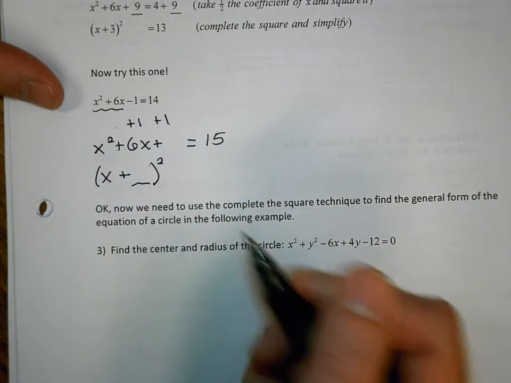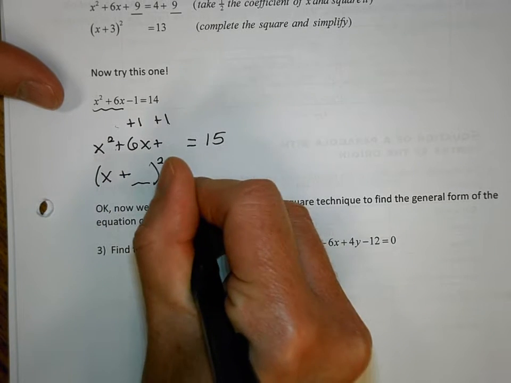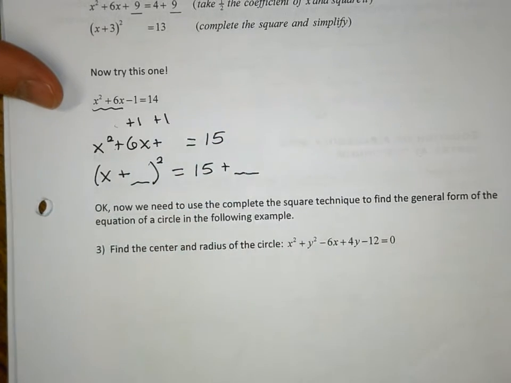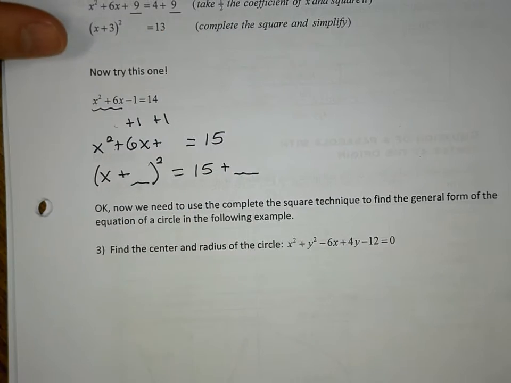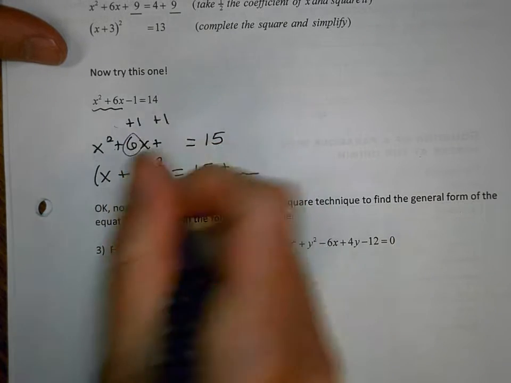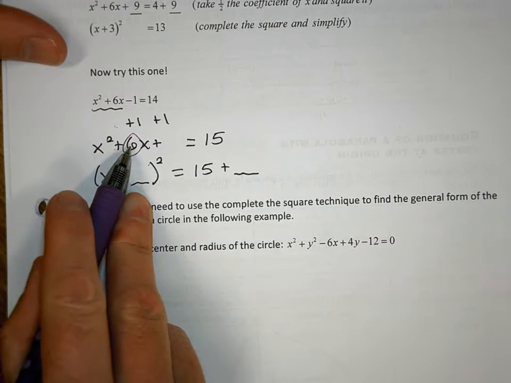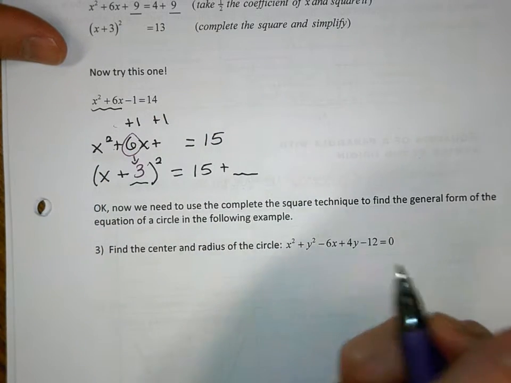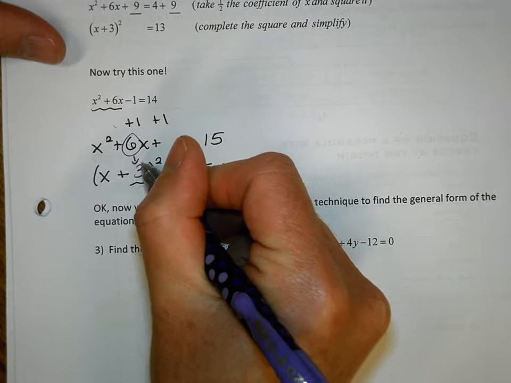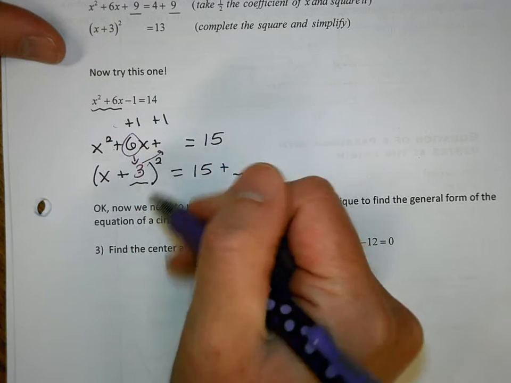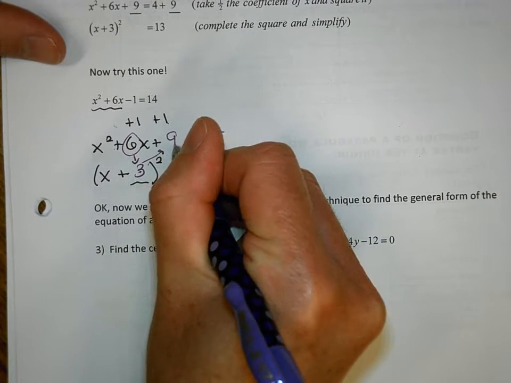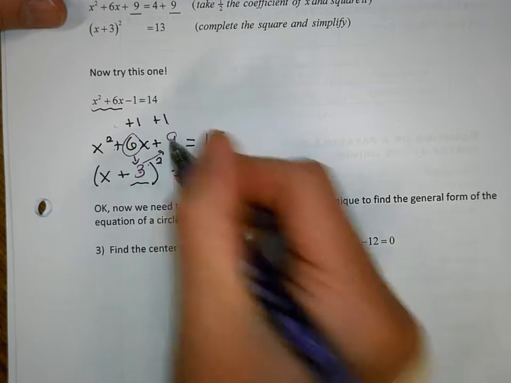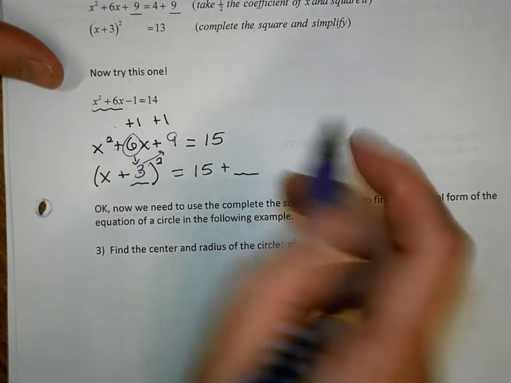So we have a plus in here, something. And that's going to equal 15 plus something. So the way to do this is you take half of that middle term. Half of 6 is 3, and you plot it right down there inside your parentheses. And then to get that last term, you're squaring the 3. So 3 squared is 9. Think of when you FOIL your last two terms, 3 times 3, you get that 9.